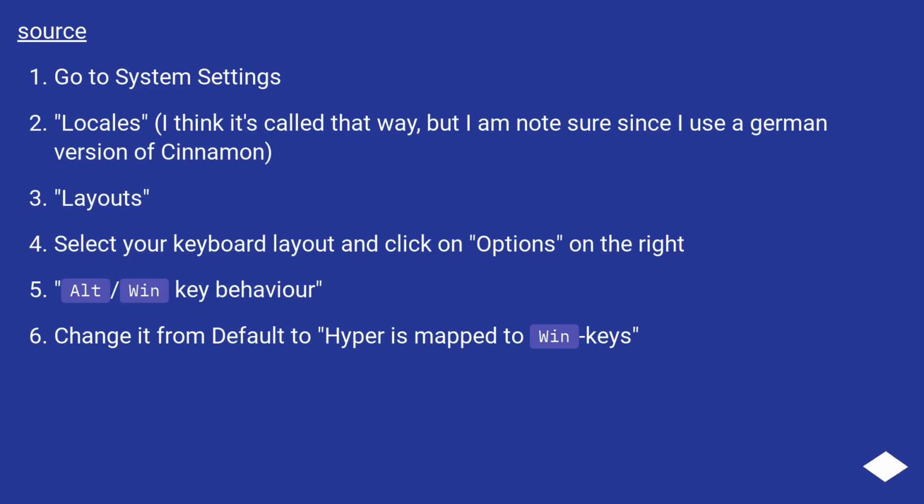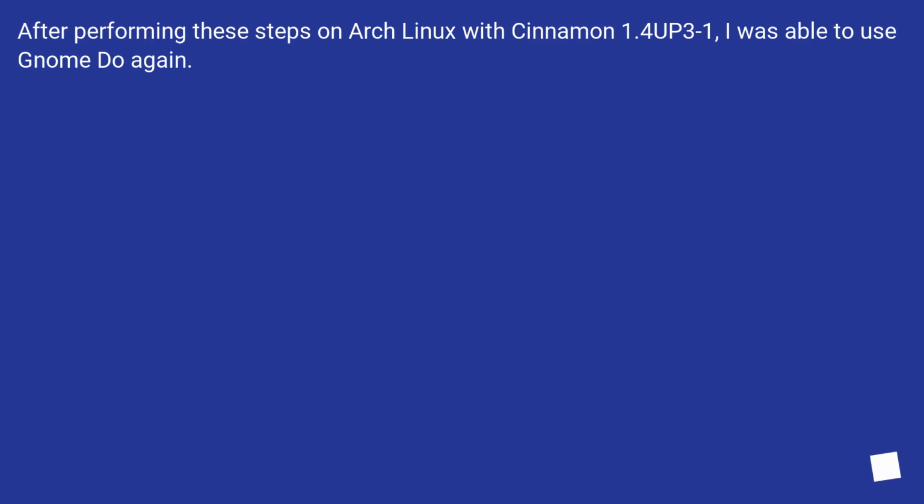Go to System Settings, Locales, I think it's called that, but I am not sure since I use a German version of Cinnamon. Layouts. Select your keyboard layout and click on Options on the right. Alt/Win key behavior. Change it from default to Hyper is mapped to Win keys. After performing these steps on Arch Linux with Cinnamon 1.4 up to 3.1, I was able to use GNOME Do again.